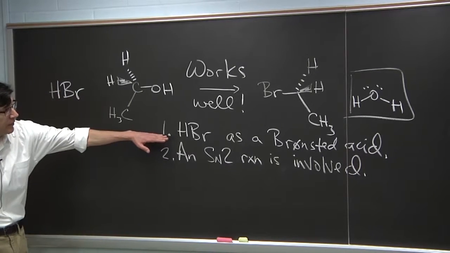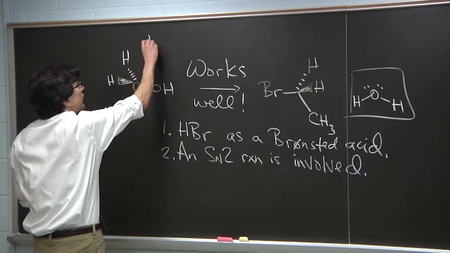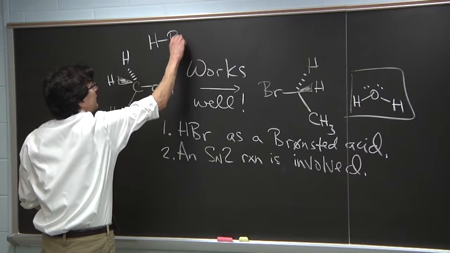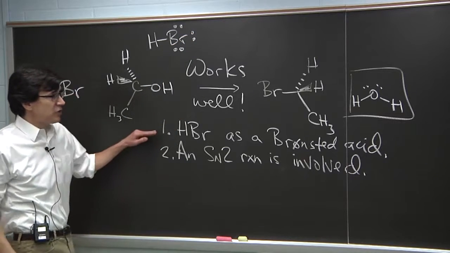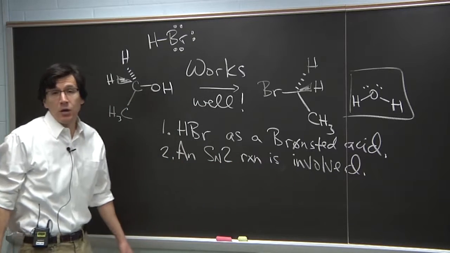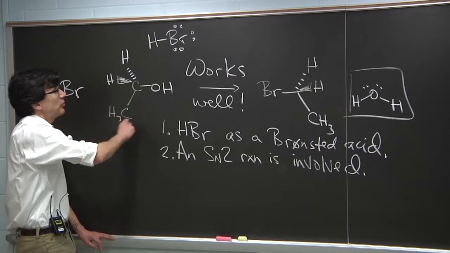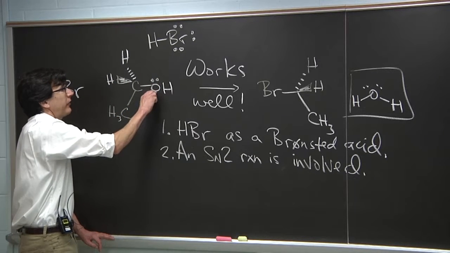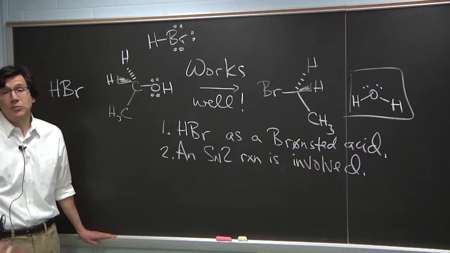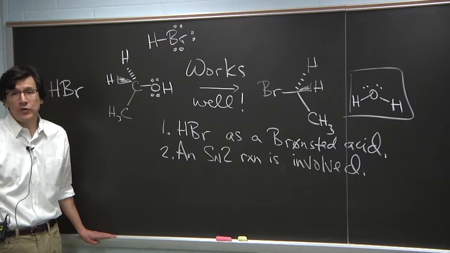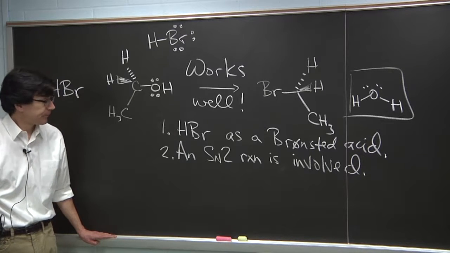Well, let's start with this part, HBr as a Bronsted acid. It might be helpful if we just redraw HBr with the bond in between the H and the Br. And if the hint is that HBr is a Bronsted acid, something's going to get protonated. So we have to look around here at the other reaction partner, and we have to find some site within this alcohol that could reasonably act as a Bronsted base and pick up a proton from HBr. So if you didn't get a chance to get this problem started, try that step.